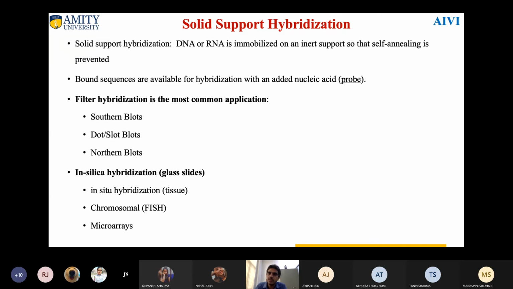The property of the solid support should be that it must be inert. Inert doesn't mean it does not have any property. Inert means it must be chemically inert to our DNA. But as I mentioned, interaction is going to be there. It must interact. Otherwise, how is it going to bind? Second thing is, when it is bound to a surface, these bound sequences are available for hybridization when the nucleic acid probe is added. So when we add a nucleic acid probe, these DNA sequences are available.